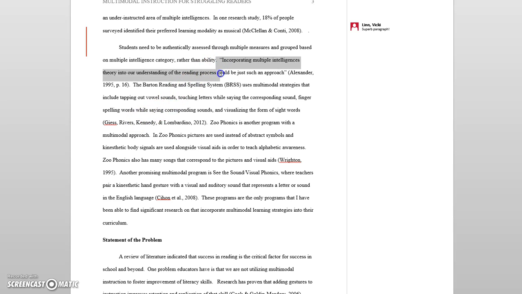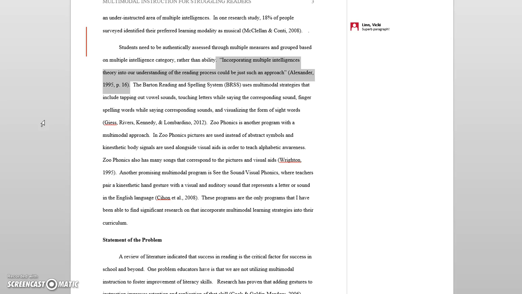Yeah, incorporating multiple intelligence theories into your understanding of reading process could be just such an approach. So she called attention to that specifically because that was the ta-da that really supports the purpose of her study.